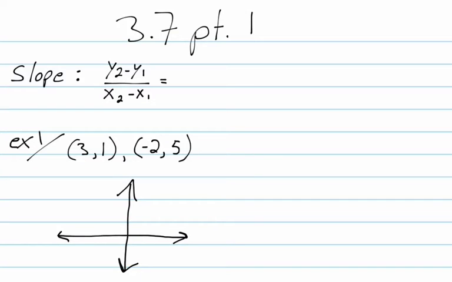Okay, 3.7 part 1. There's a formula here for slope. What is slope? It's a number, a ratio that describes the steepness of a line. It seems like no matter what field you're going to go into, the steepness of a line is going to come into play.